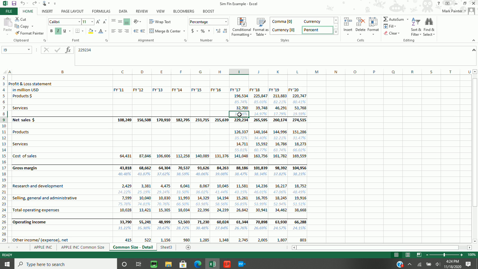So same type of thing, we're just breaking out products and services. And what's interesting is yes, you can see the product margins are dropping, while the service margins are actually going up. So 66% versus 31%. So, okay, yes, the narrative makes sense.